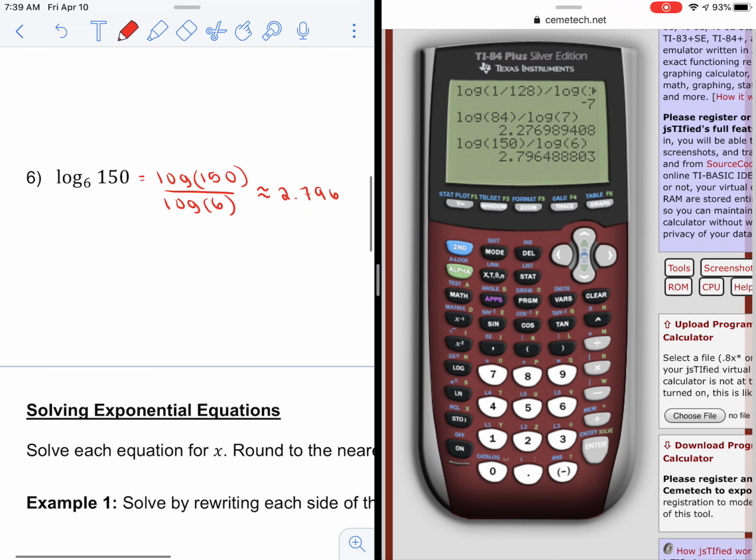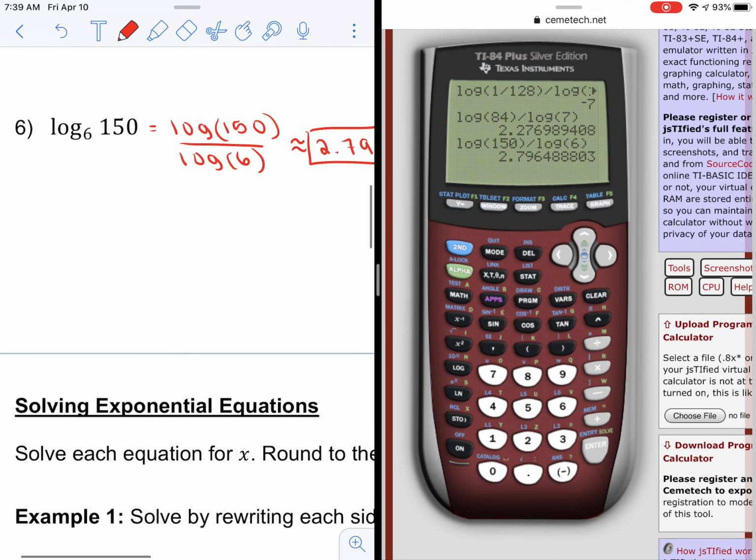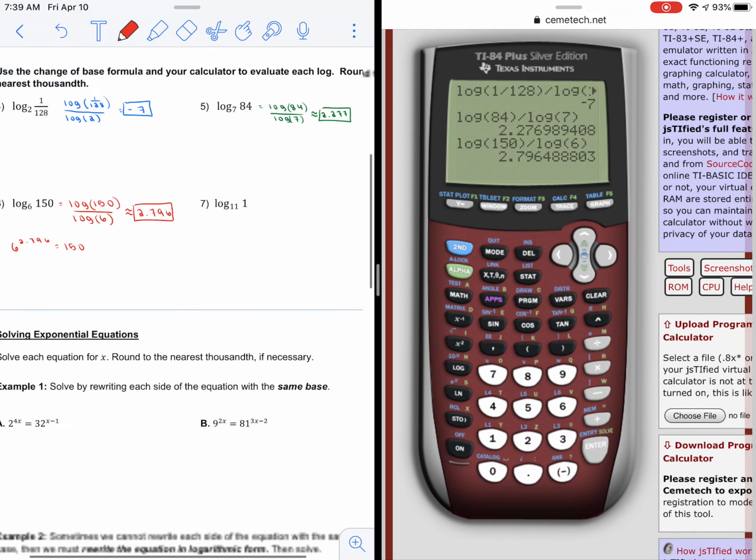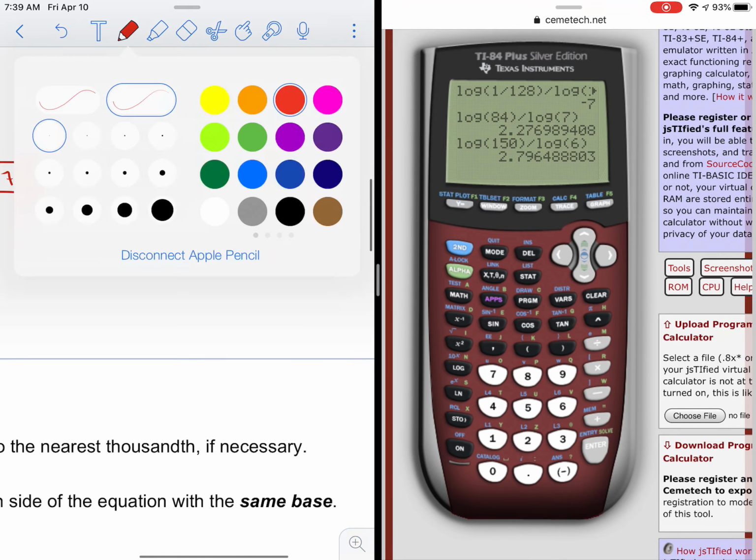2.796. So again, if you're thinking about what this answer means, this means that if I take 6 and raise it to this power I just got, it's going to equal 150. Now, obviously, it'll be a little off if we round, but it'll get you very close to 150. And then the same thing for this last problem.